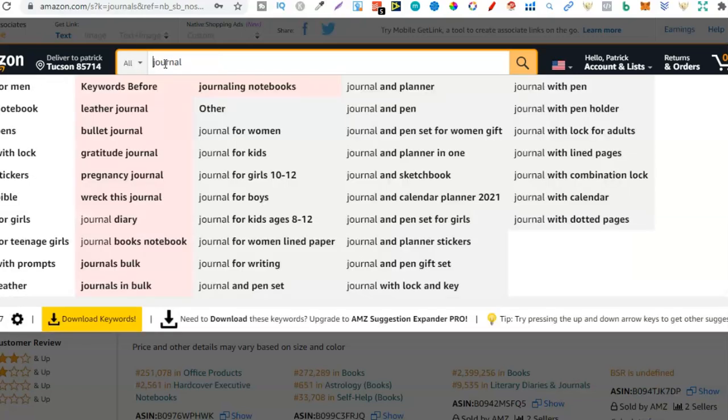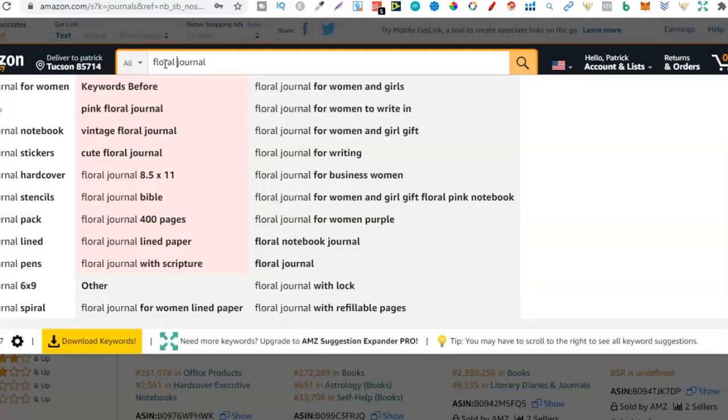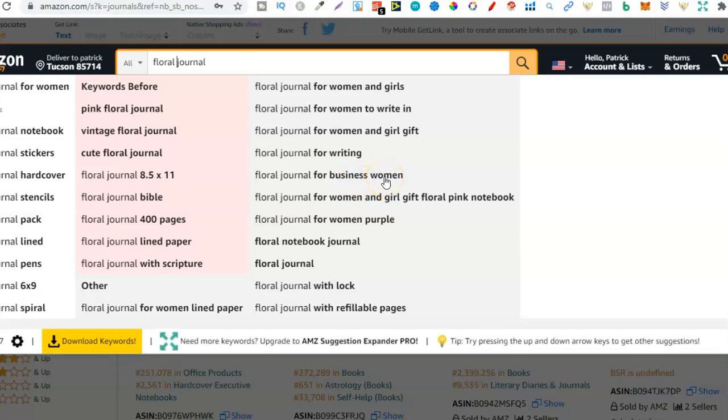Let's do something with flowers. So let's do a floral journal. Look at that. So a floral journal for women for 6 by 9. And we have a pink floral journal, vintage floral journal, cute floral journal. Then we have floral journal for women to write in. For writing, business women. So look at that, a floral journal for business women. So you could create a business planner cross journal and target this keyword if it was profitable.